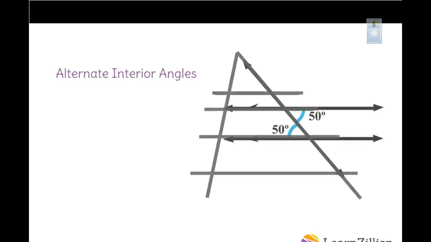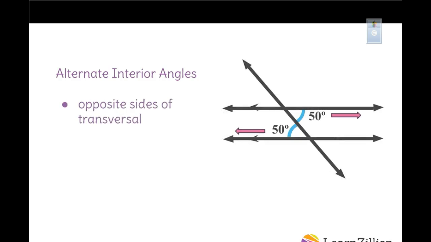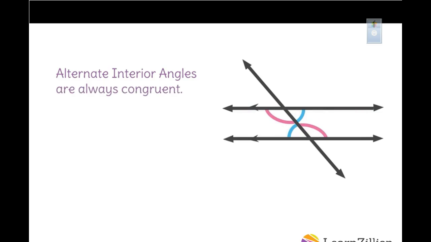Again, using our 50-degree angle measure, we can use our knowledge of vertical angles to find this angle. Now we see another type of angle called alternate interior angles. Alternate interior angles are on opposite or alternating sides of the transversal. They are also on the inside or interior of the parallel lines. Alternate interior angles are always congruent.